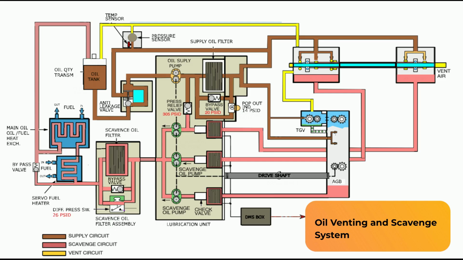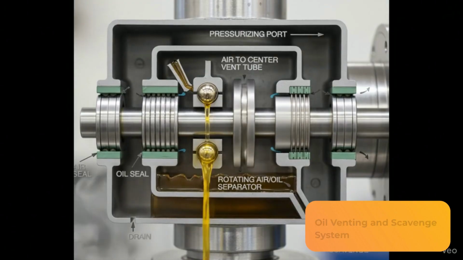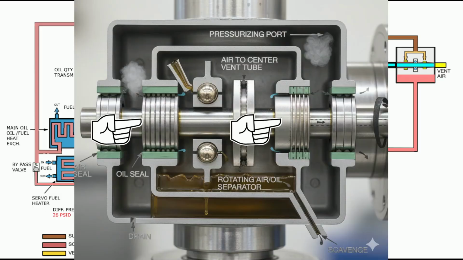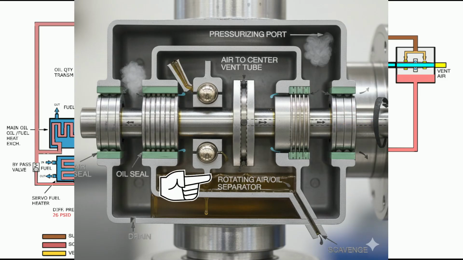The oil tank vent line, as well as the vent lines from the transfer gearbox and accessory gearbox sumps, are connected to the forward bearing sump. Vapors originating from the oil tank and the forward-aft sumps pass through the rotating air-oil separators located inside the forward bearing sump. The separated air then enters the center vent tube of the main shaft and is exhausted overboard. The reclaimed oil returns to the sumps and is directed back into the scavenge system.